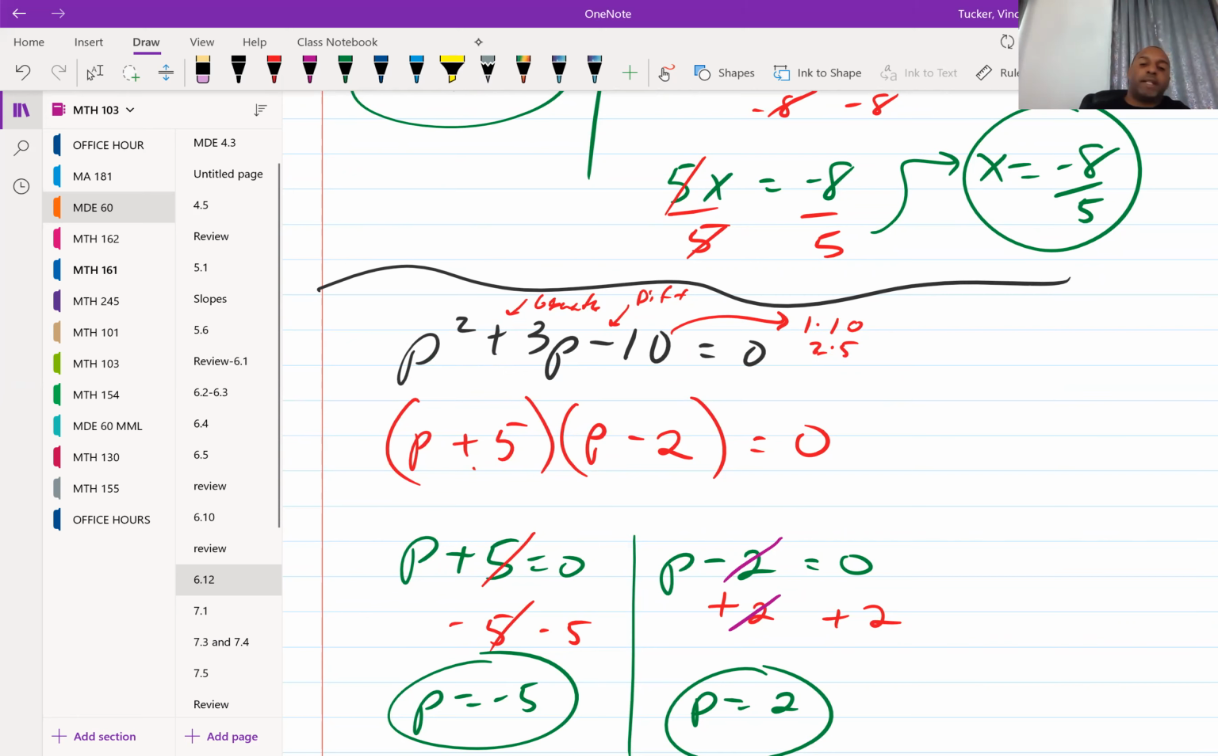Once you've established that that is your factorization, and don't forget, you can multiply this back out to see if you get what you originally had. Once you've done that, you set each part equal to 0 and solve for p. You subtract 5 from both sides and add 2 to both sides. p is equal to -5, and then p is equal to +2.